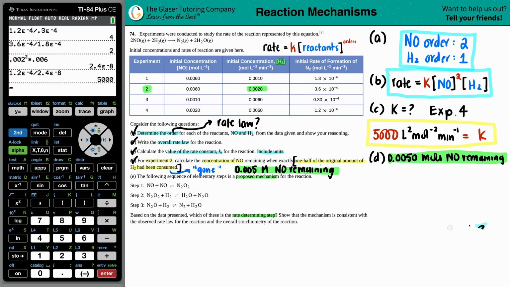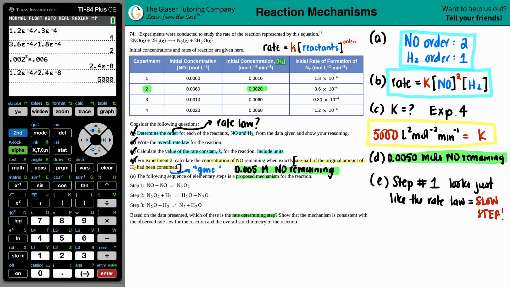Okay. So in this case, now we have to look at the proposed mechanism. Now there's 3 steps, right? And we want to find out which one is the rate determining step. So the first thing is always know the general rule. If step number 1 looks just like the rate law, if it's identical, then that means that is the slow step. So that's always the first thing that I'm going to do. I can always decide if the first step is the slow step.